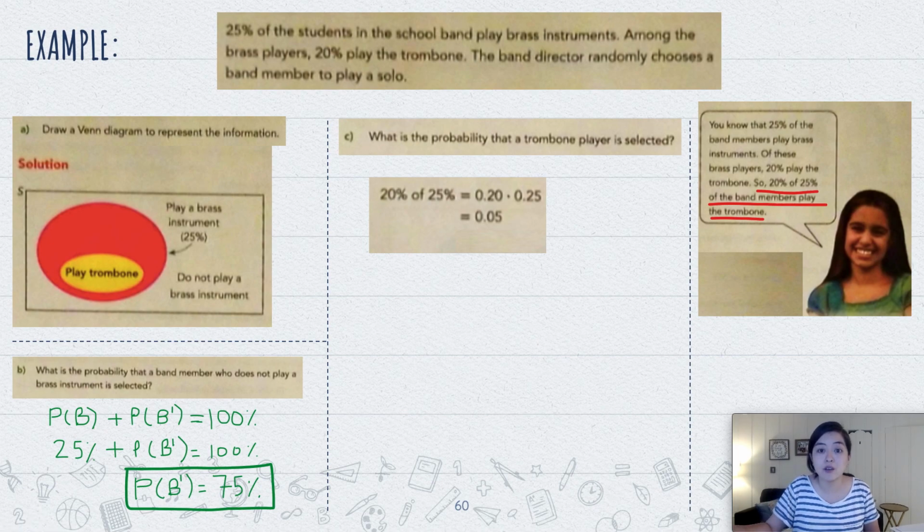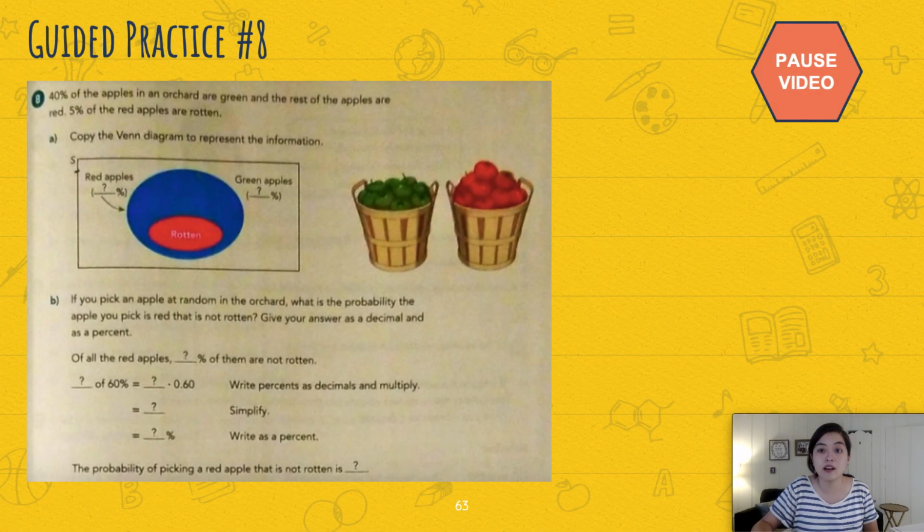But again, we want it as a percentage because the main goal of this problem is to use percentages. So we multiply our decimal by 100, which means moving the decimal place over 2 spots. So 1, 2, and that'll be 5%. So 5% is the probability that a trombone player will be selected. All right. Please do guided practice number 8 on your own and pause the video. And when you're ready, let's see what you got.